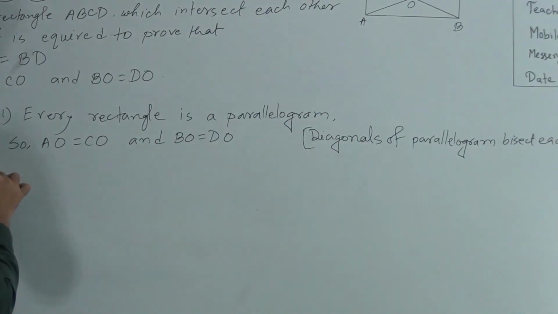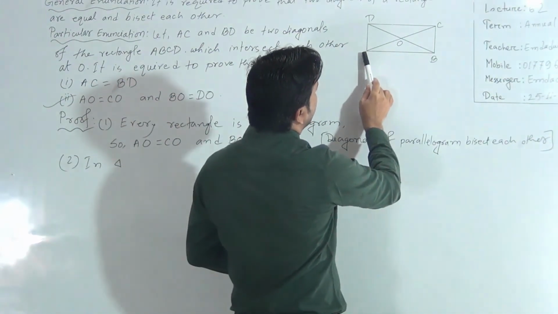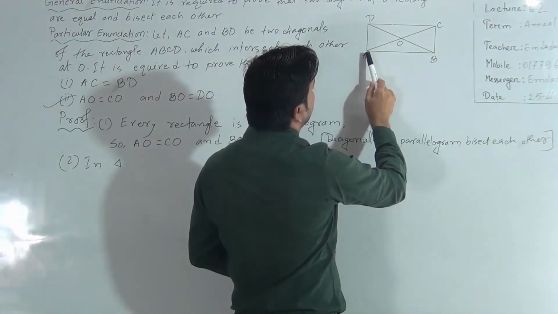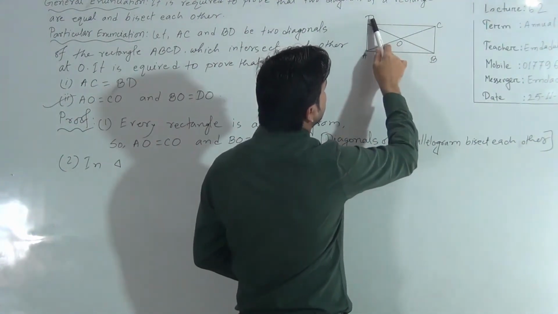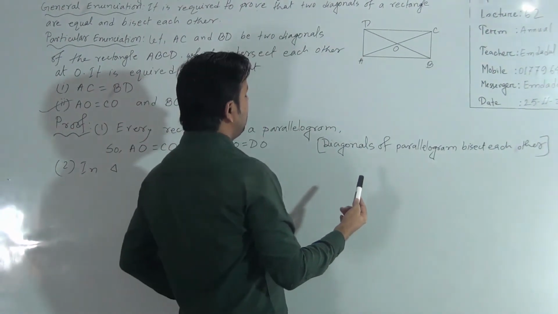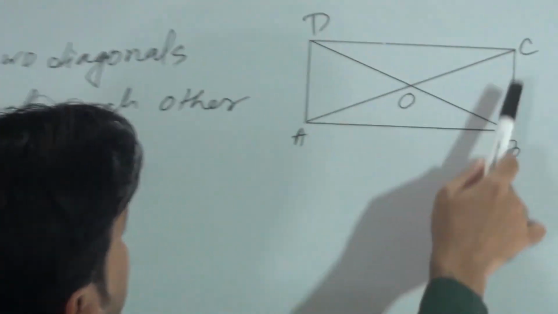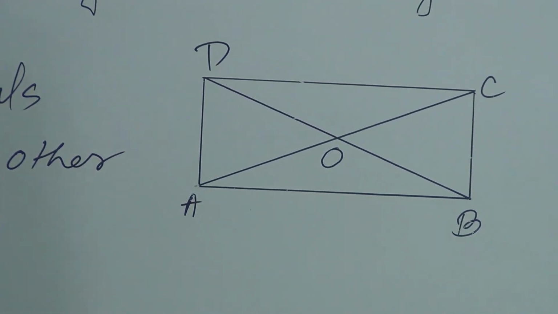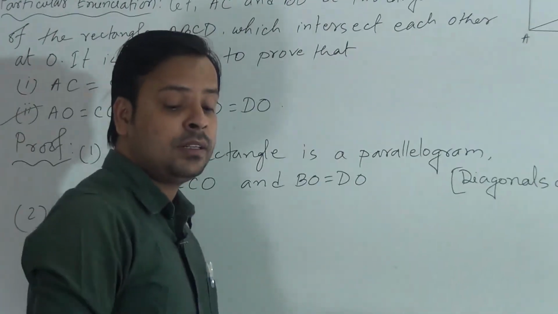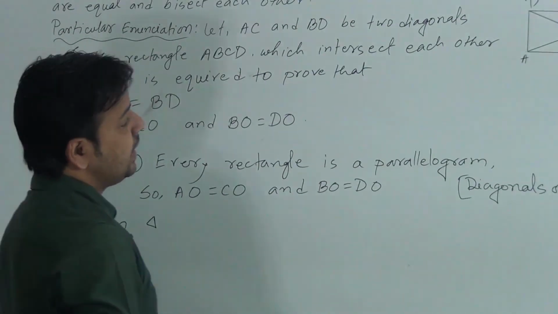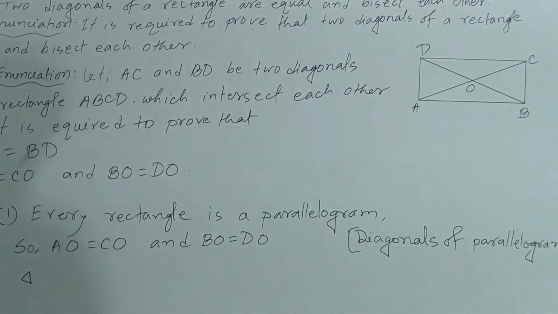In step 2, we can write in triangle. Which triangles we need to consider? We need to consider triangle ABD and triangle ACD. If you want, you can consider other two triangles, suppose ABD and another one ABC. You need to consider any two triangles to prove this, including two diagonals. Okay. Now I'll take two triangles ABD and ACD. These two triangles I will consider.